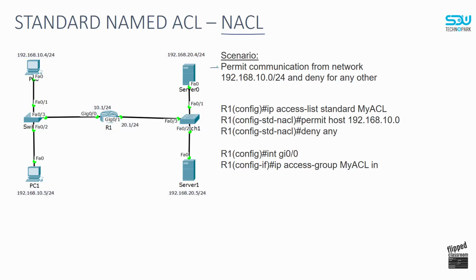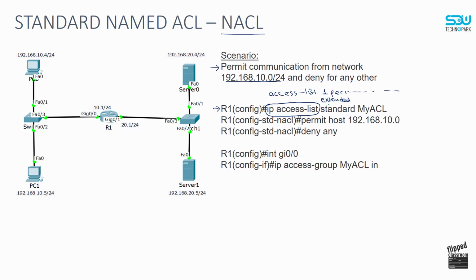Here we have this scenario: permit communication from network 10.0 and deny any other. So we are going to configure a NACL, and in comparison with the classical numbered ACL, where you had to do it like this: access-list 1, and then write permit and so on. Here, instead of writing access-list, you type ip access-list.